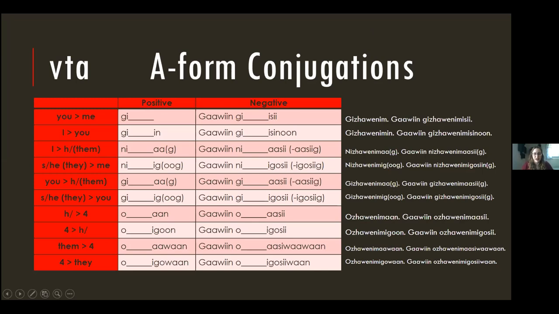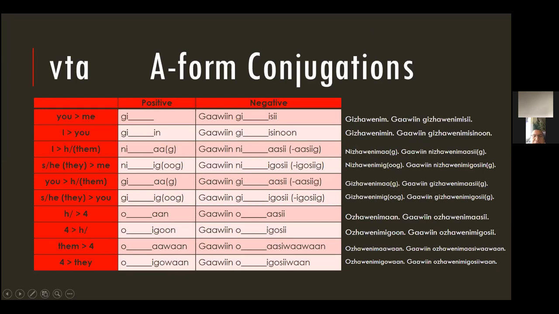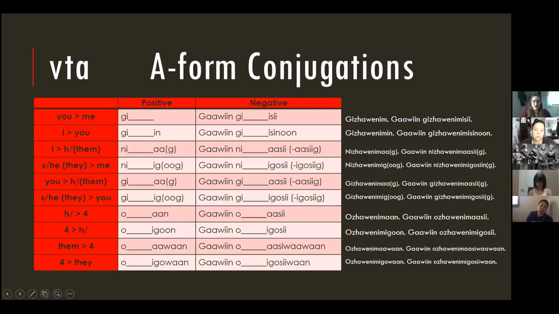So let's go over them real quick again. We'll just say these together, okay? Gijawainam. Gawin gijawainamasi. Gijawainamin. Gawin gijawainamasinun. Nijawainama. Nijawainamog. Gawin nijawainamasi. Gawin nijawainamasig. Nijawainamig. Nijawainamigug. Gawin nijawainamigosi. Gawin nijawainamigosig.